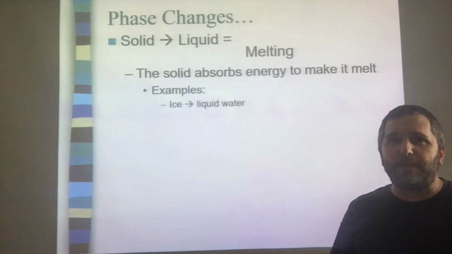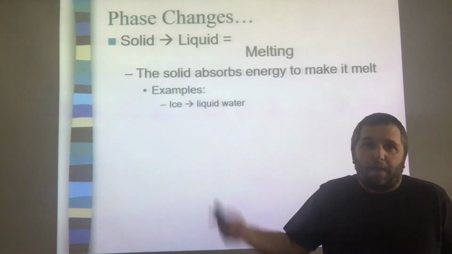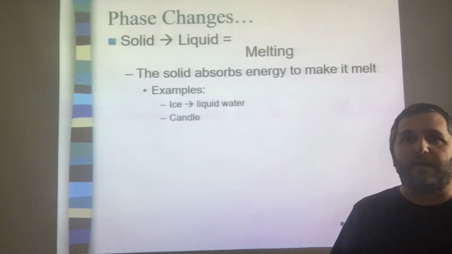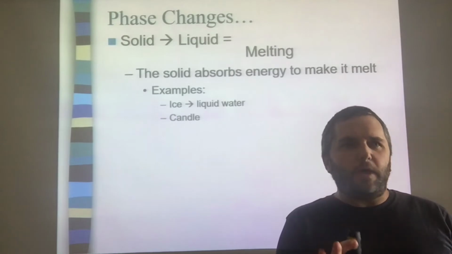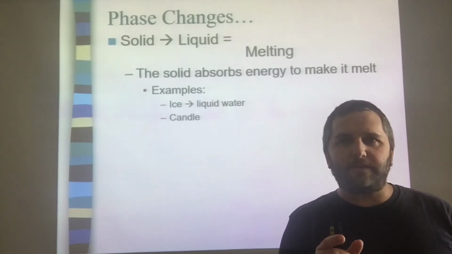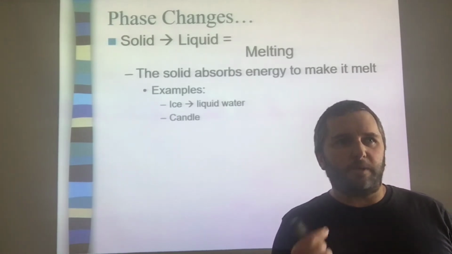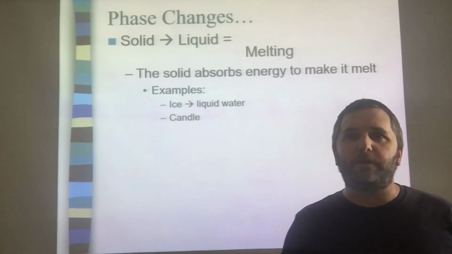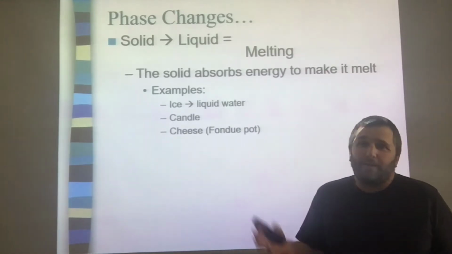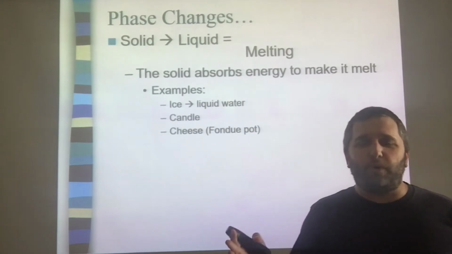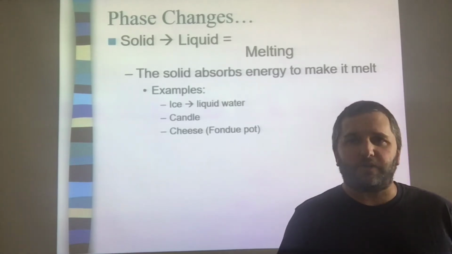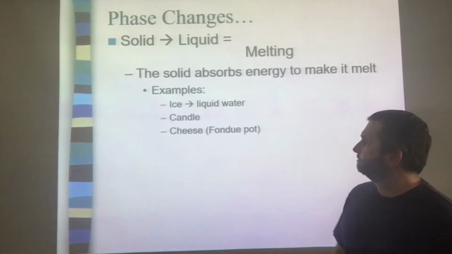Some classic examples of this. Ice melting, as we just said. A candle: you light a candle, that wax is solid, and some of that wax melts into a liquid. A fondue pot, if you've ever used one of those, is another good example of melting.